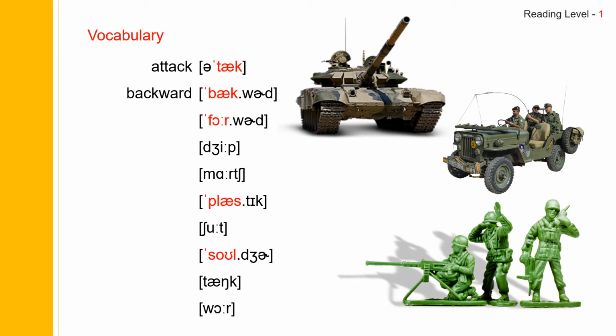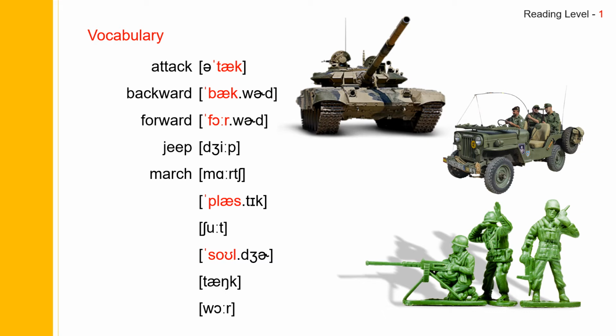Next one, forward. Forward. And forward spells F-O-R-W-A-R-D, forward. And next one, jeep. Jeep. And jeep spells J-E-E-P, jeep. And next one, march. March.